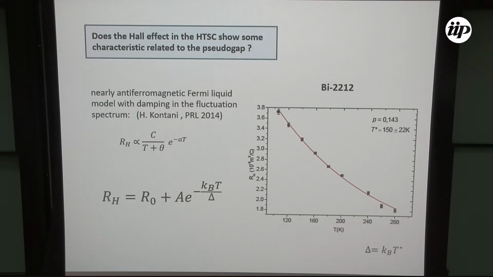We started to fit the results we have in the lab, but finally we managed to find a new empirical function that fits better than that one, and this function includes a cutoff factor that is scaled by this characteristic energy delta. This is just an example in a bismuth 2212 system, and this is the Hall coefficient as a function of temperature for a given doping level in the system.